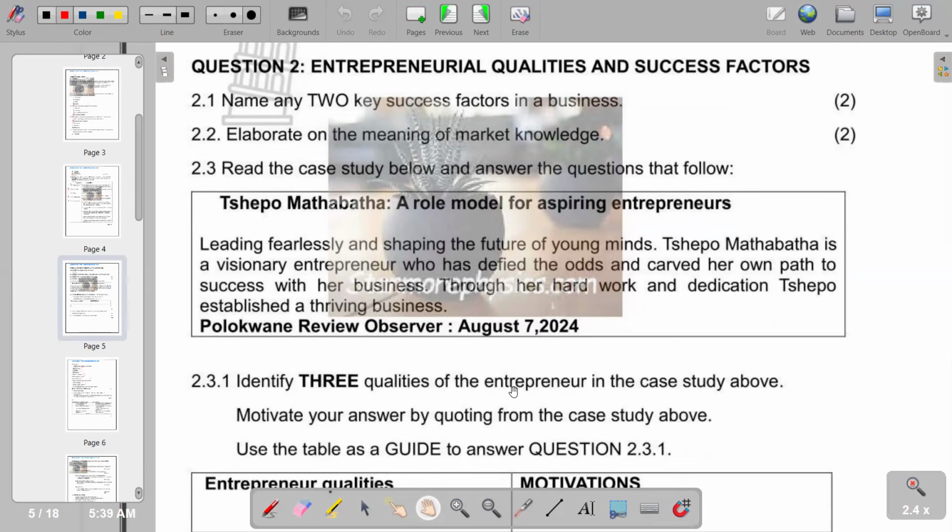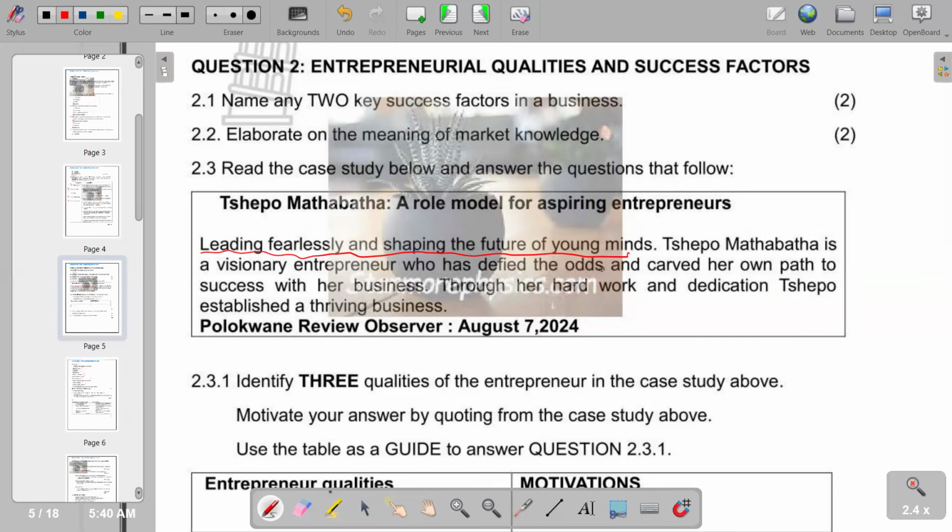Qualities of an entrepreneur. So we check what we have here. We see that it is leading fearlessly and shaping the future of young minds. So you see that these are good management and leadership skills. Good management and leadership skills as indicated on this part. We are saying good leadership skills and management skills.